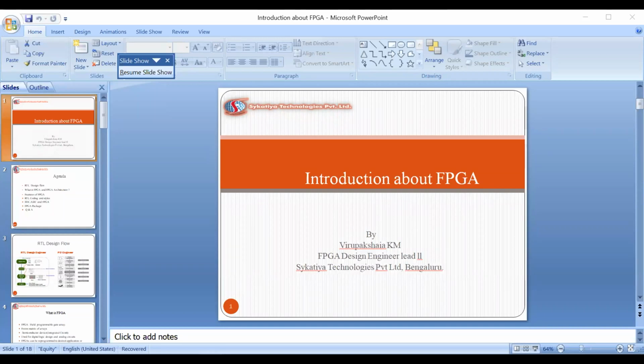Next one is ASIC. ASIC, as you know, is an application specific integrated circuit. The difference between FPGAs and ASICs: both are semiconductor devices, but an ASIC is used only for one particular application, one specific application or design.